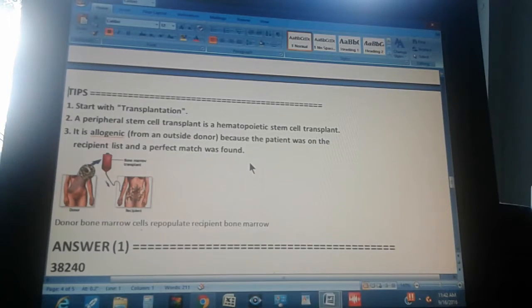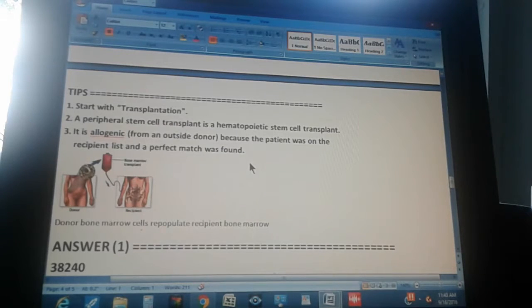And the third one is that it is allogenic. Allogenic means from an outside donor. The donor is not the same person; they're not just moving his stem cells from one part of the body to another. It's from another source, a donor, right? Why do we know this? Because the patient was on the recipient list, a list of people waiting for donors, and he was on the list, right?